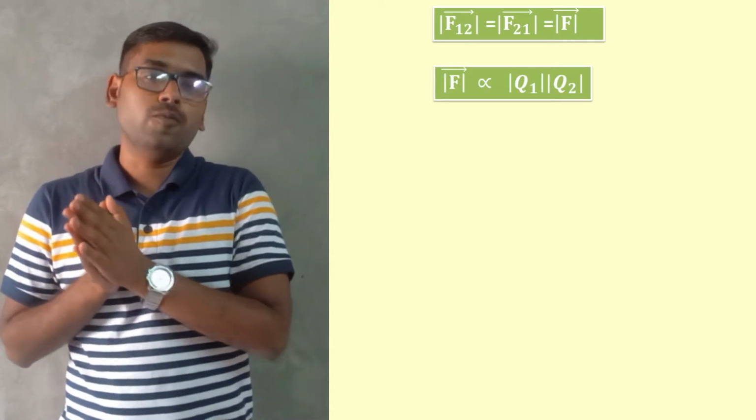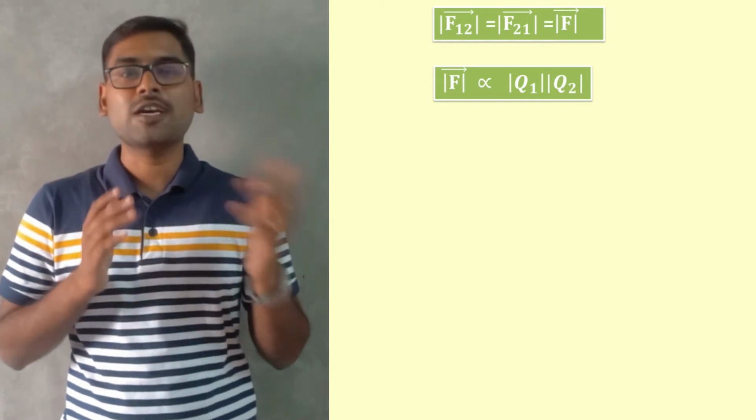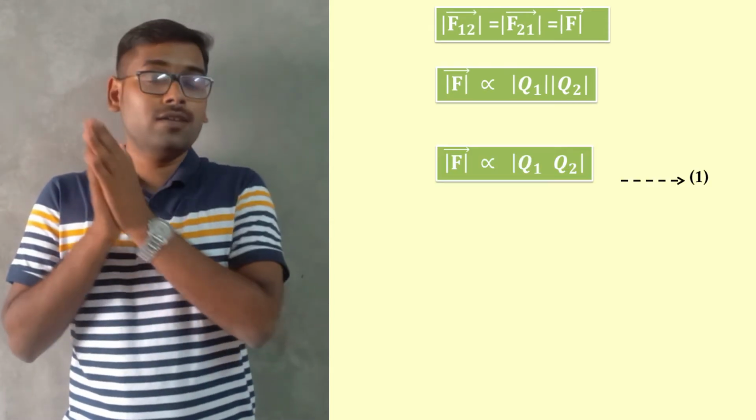Now the relation says this magnitude F is directly proportional to the product of magnitude of two charges, which means if you increase the magnitude of one charge or both of the charges, the force will also increase. The magnitude of force will also increase. In simple words, more the charge, more is the force. So mathematically, I can write the magnitude of F is directly proportional to mod of Q1 into mod of Q2. This can also be written as mod of Q1 Q2.